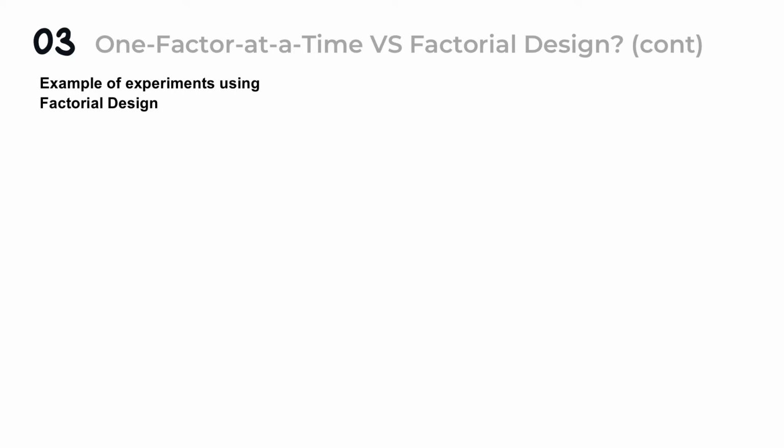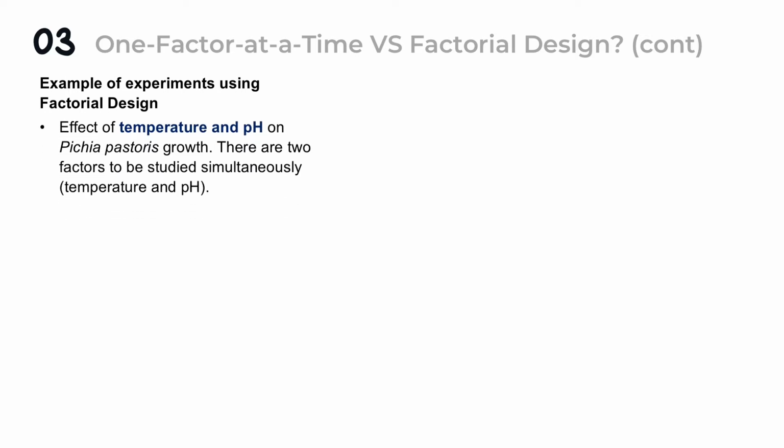Now let's have a look at some examples of experiments using factorial design. The first example here is the effect of temperature and pH on Pichia pastoris growth. There are two factors to be studied simultaneously in this experiment, namely temperature and pH, and the response is the Pichia pastoris growth. So this experiment is called two-way factorial design.